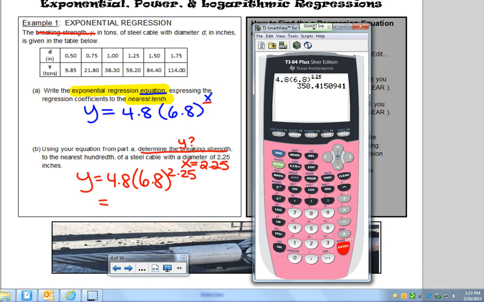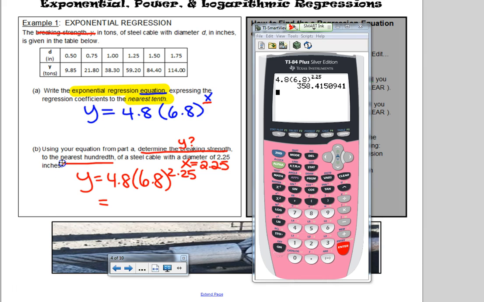Okay, and the answer to the nearest hundredth is 358.42. Now we can see if it makes sense. 2.25 would be way over here. So as long as our answer is above 114, I won't know exactly, but it does make sense, at least for what I know. Okay, so now let's go ahead and do the next problem.